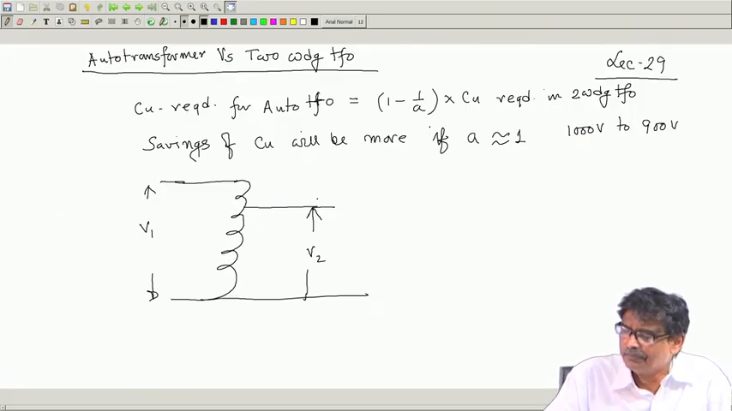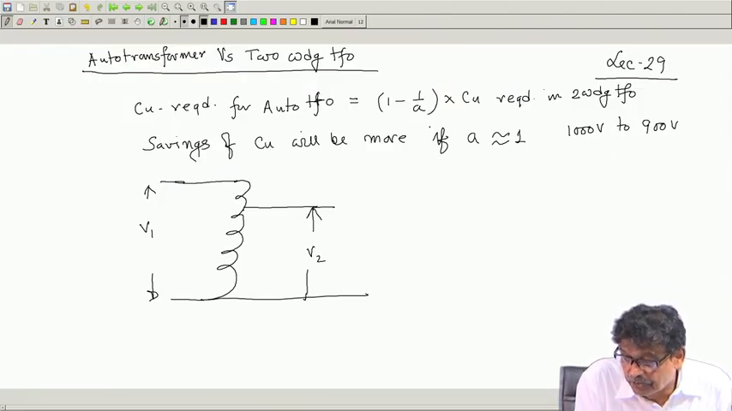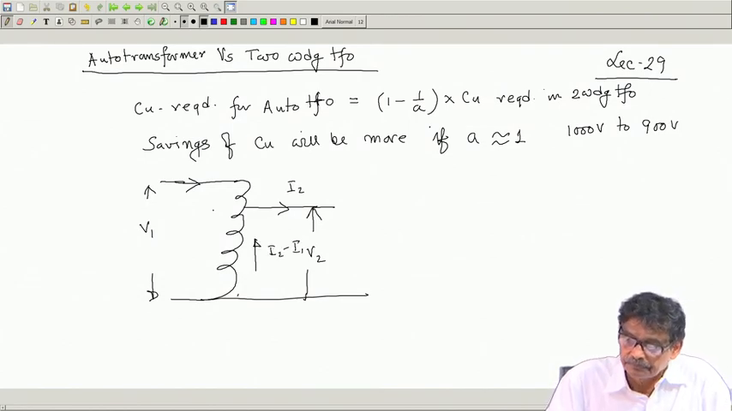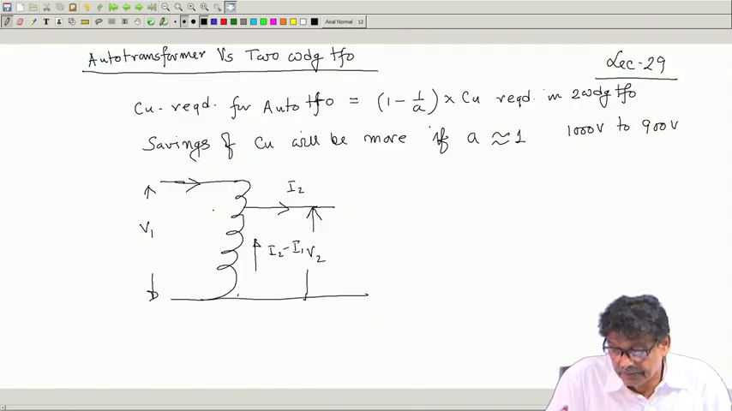Transformation ratio, for example, 1000 volt to 900 volt, then savings of copper will be quite large, because for this portion you require thinner wire I 2 minus I 1, and for this you recall this is I 1, this is I 2 and this is I 2 minus I 1. Savings of copper will be much more. But then the problem of isolation still remains.